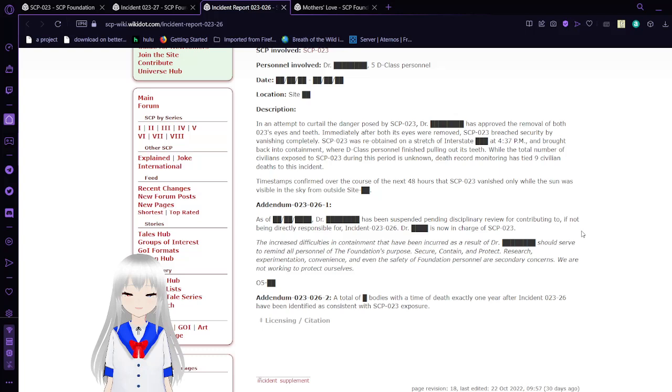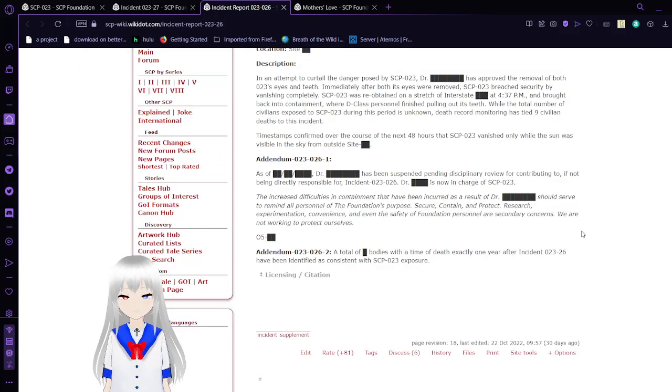The total number of civilians exposed to SCP-23 during this period is unknown. Death record monitoring has tied 9 civilian deaths to this incident. Timestamps over the course of the next 48 hours said SCP-23 vanished only while the sun was visible in the sky from outside the site's blank. As of blank, Dr. unknown has been suspended pending disciplinary review for contributing to, if not having been directly responsible for, incident 2326.